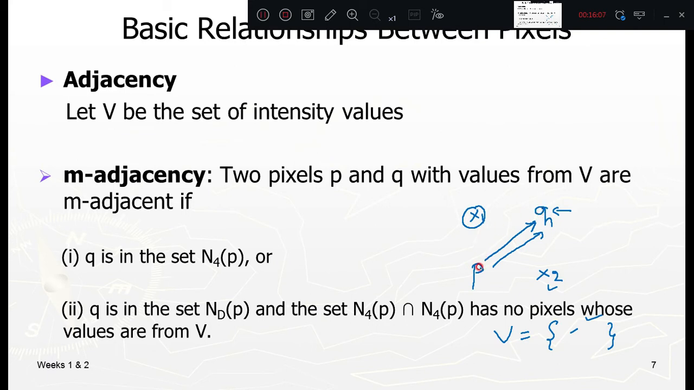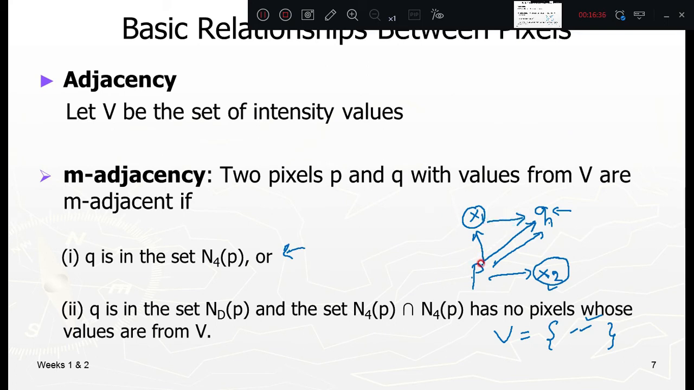There is one more condition you have to check. There is one more intersection point, which is the point x2. x2 is a neighbor of P. Yes, x2 is also a neighbor of Q. If this x2 value is also from V, you can't go diagonally from P to Q. Then how can you go? All the way you can go with the 4 adjacency. That is the first point. What I discussed here, the first point you can go like this.